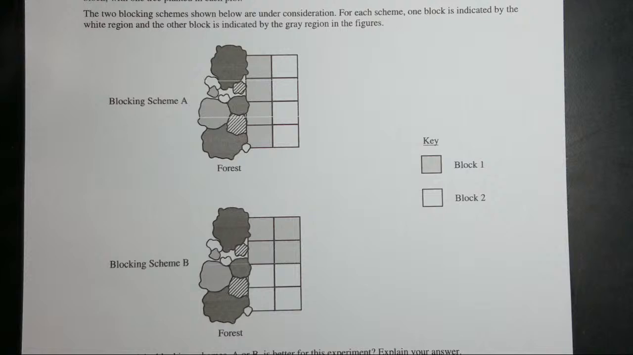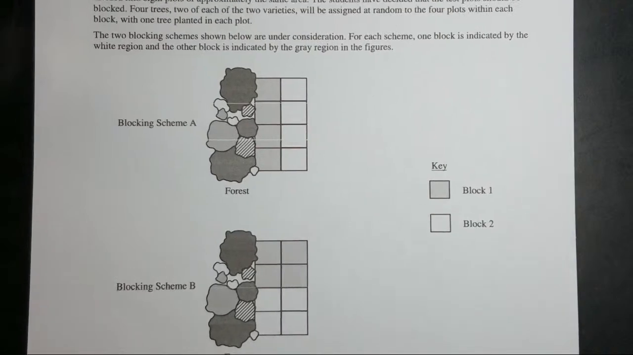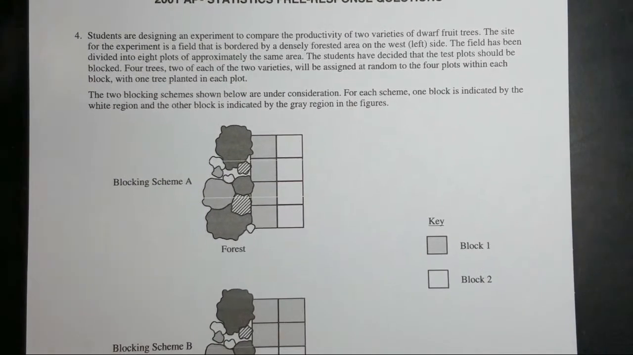I'm giving you an opportunity to think about it as I try to dig into your brains a little bit. There is a definitive answer, just so you know. You don't have to answer in the chat. I just really want you to think which scheme is best. And again, if you want to reread the wording of the question, let me bring this down just a little bit. They're trying to compare the productivity of 2 varieties of dwarf fruit trees. But they're going to block. What do they block by?